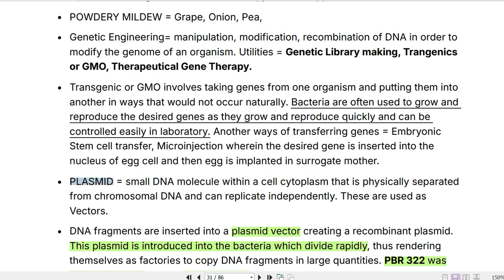Then the plasmids which we are talking about are nothing but small DNA molecules within a cell cytoplasm that are physically separated from chromosomal DNA and can replicate independently. These are used as vectors. So these are physically separated from the chromosomal DNA, right? They are in the cell cytoplasm, but they are independent of the chromosomal DNA, and these are themselves DNA molecules within a cell cytoplasm that can replicate independently. These are used as vectors. So that is what I just told you.